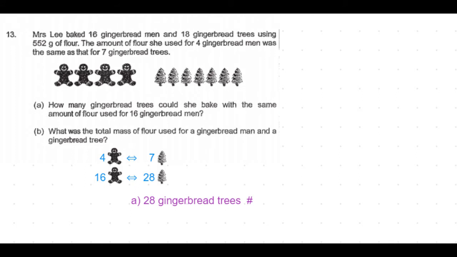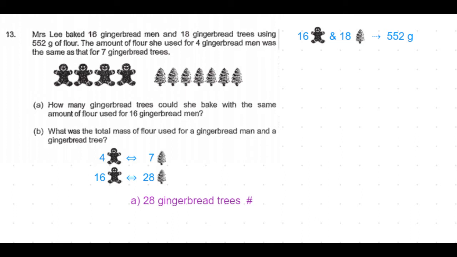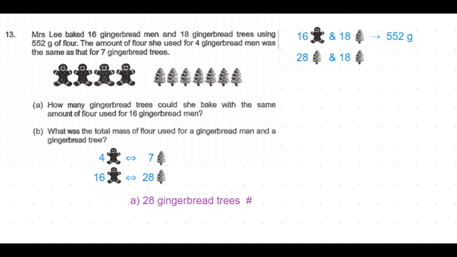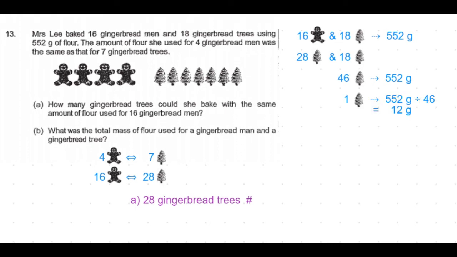Part B of the question is, what was the total mass of flour used for a gingerbread man and a gingerbread tree? So the question says, 16 gingerbread men and 18 gingerbread trees, she used 552 grams. We know that 16 gingerbread men is equivalent to 28 gingerbread trees in terms of the amount of flour used. So that's a total of 28 plus 18, that is 46 gingerbread trees. She would use 552 grams of flour. So one gingerbread tree would consume 552 divided by 46, that is 12 grams of flour.